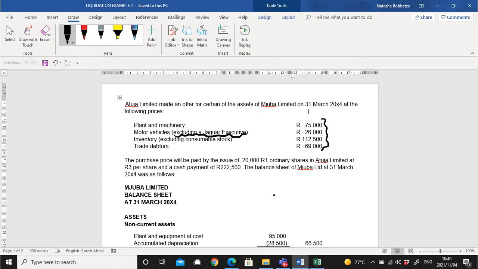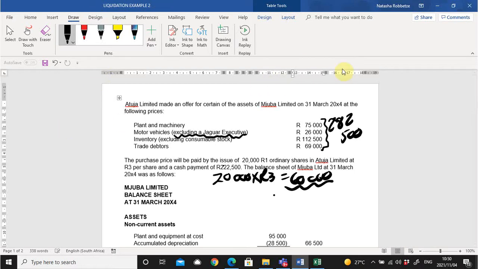to make sure. I get 282,500. So this purchase price will have to add up to 282,500, and it does, because 20,000 shares being issued at 3 Rand gives us 60,000. And if we take the 60,000 and we add it to the 222,500, we do get 282,500.